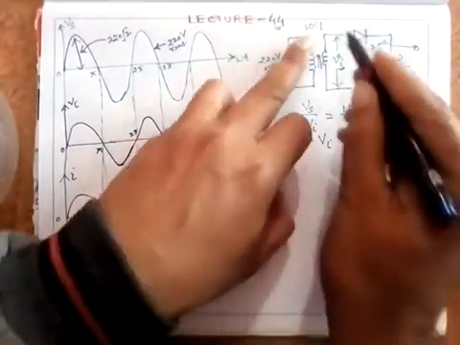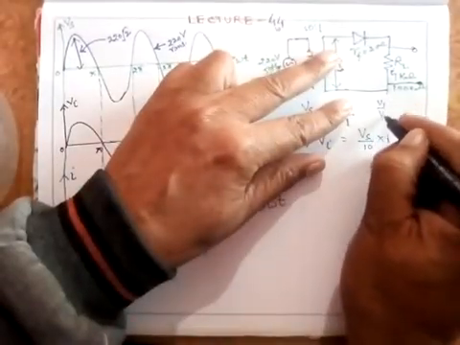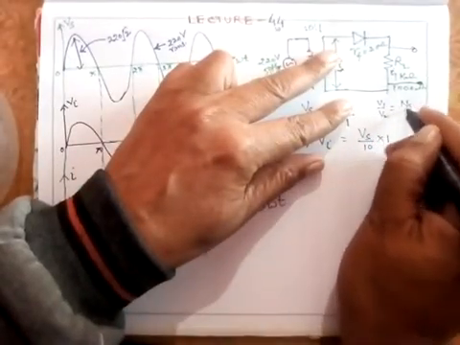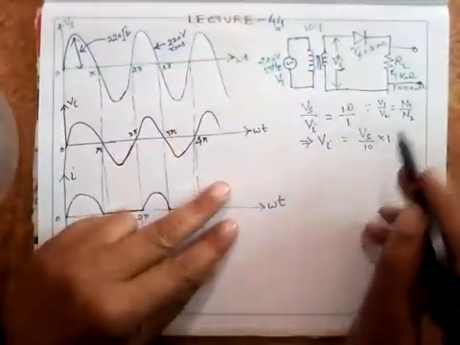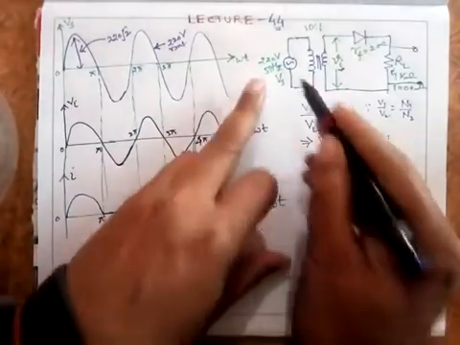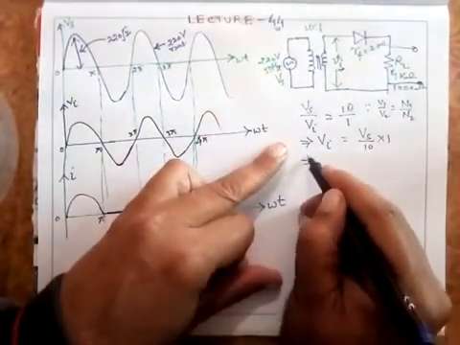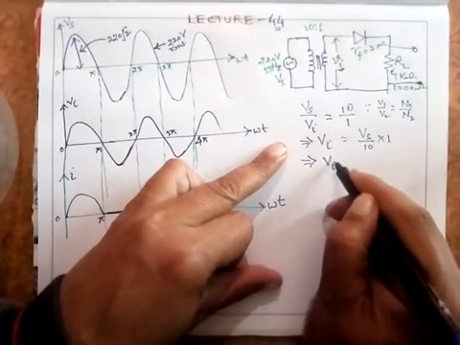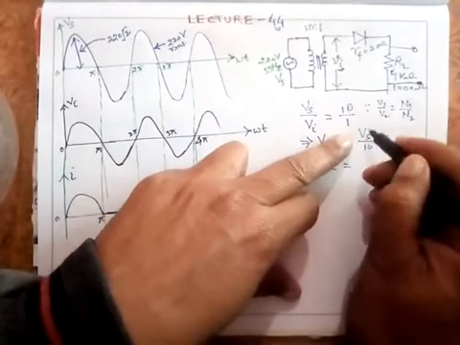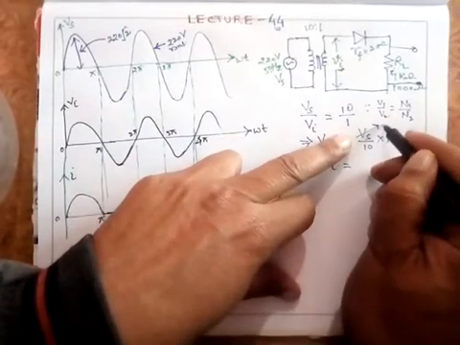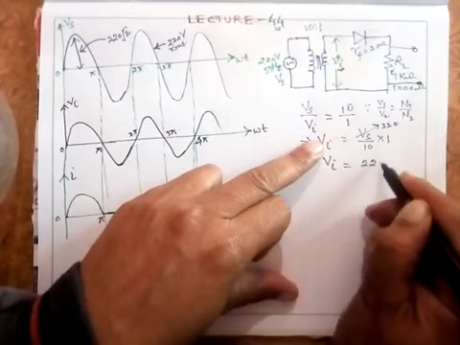What I have applied here is V1 upon V2 is equal to N1 upon N2, the transformer equation. Vs upon 10, where Vs is given as 220 volt. This implies that the value of Vi which I obtain here, substituting Vs as 220, 220 upon 10, will be 22 volt.